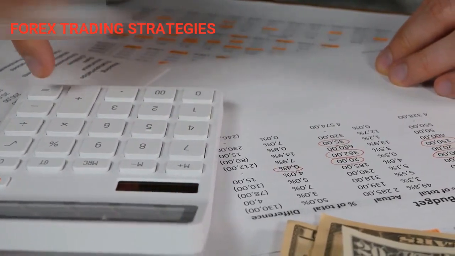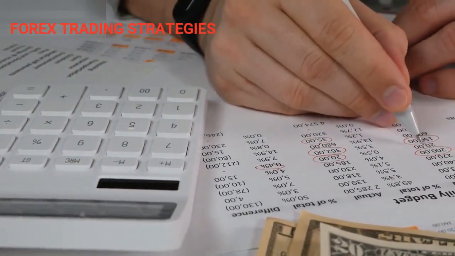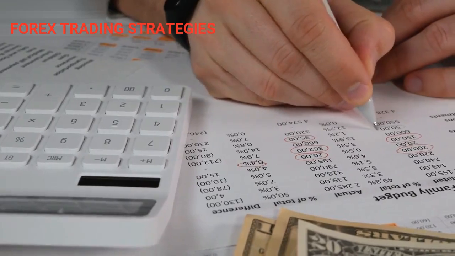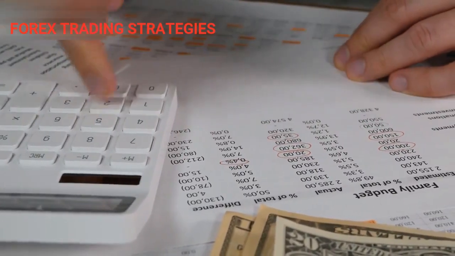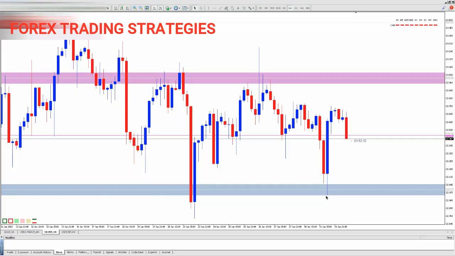Trade sizes. Trading with a large trade size can be tempting, but it also exposes you to larger losses. It's crucial to align your trade sizes with your account balance. Many traders risk 1 to 2% of their account balance per trade, which provides a cushion for losses. If you're unsure of your trade size, it's best to start small and gradually increase it.